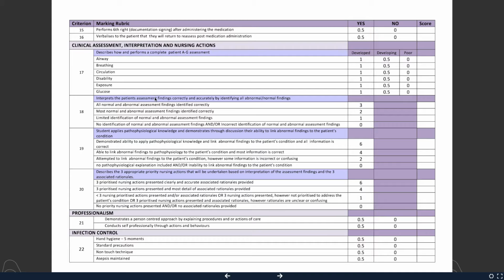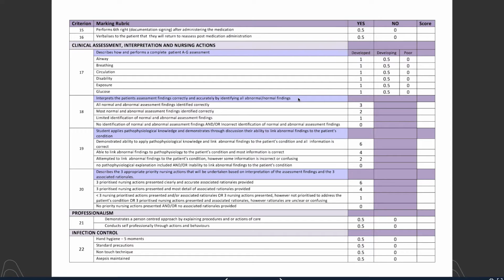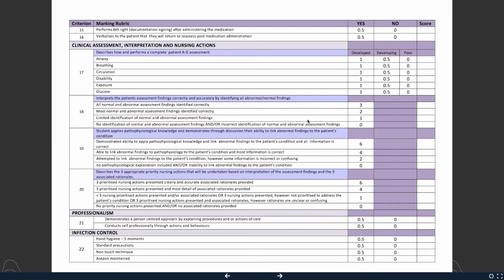Okay, so the next part: once you've completed your description, the marker will hand you the A to G template with complete assessment findings for your patient, as well as the SAGO chart, and you can then review that and identify for the marker what is normal and what is abnormal. Again, marks have been broken down accordingly, and as you can see, you can refer to the marking criteria as to how those marks will be distributed.